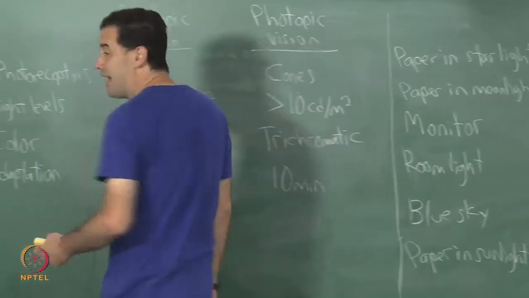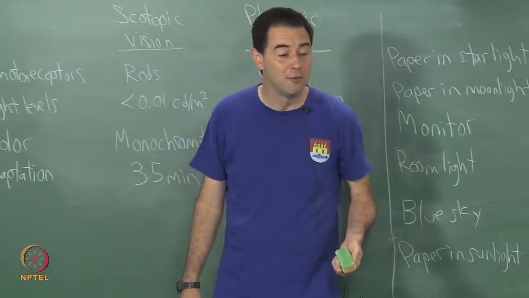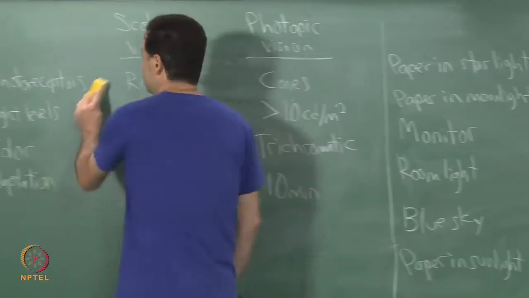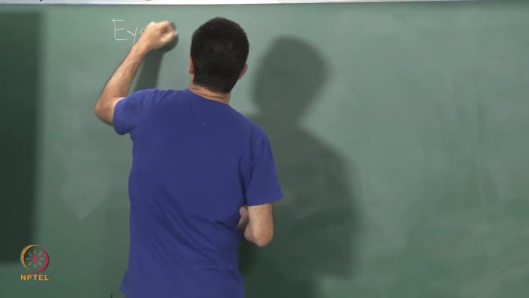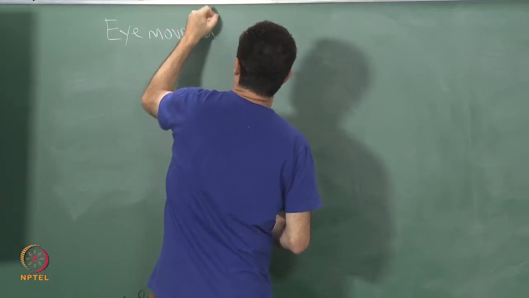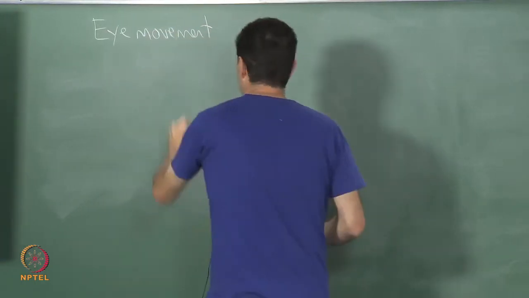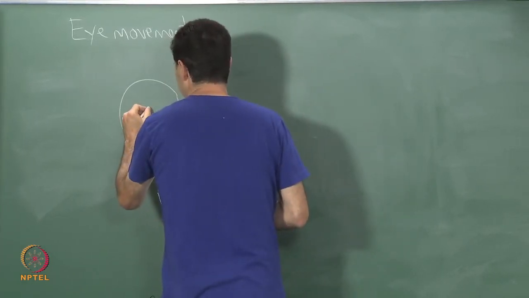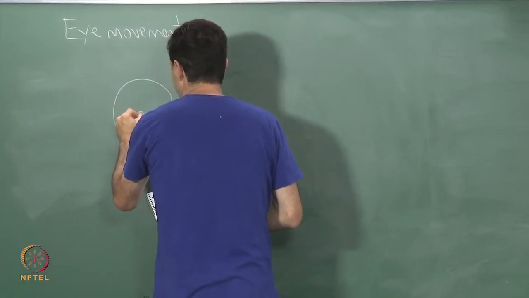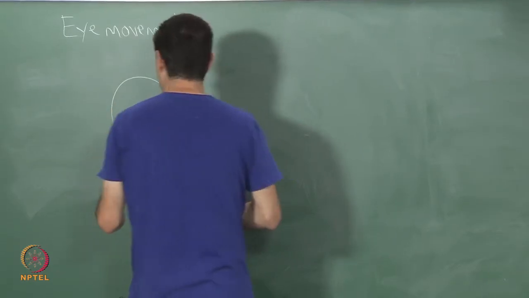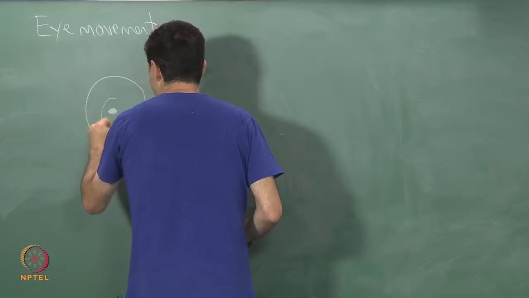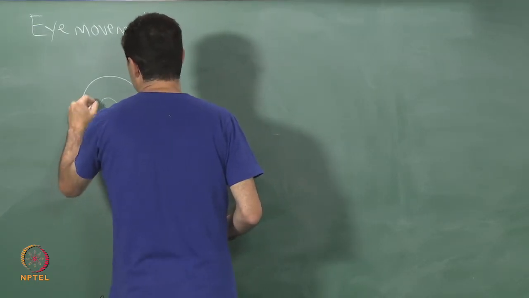And I want to classify the different types of eye movements. Before I do that, I will first just explain the different eye muscles, just to start off. Eye movement. So let's imagine the eyeball and you're looking straight at the eye. We should draw an iris perhaps.